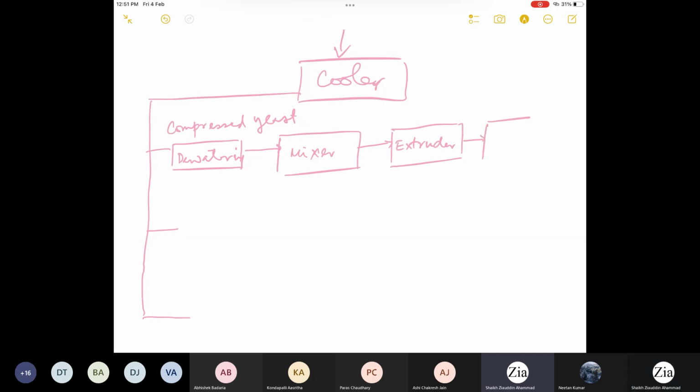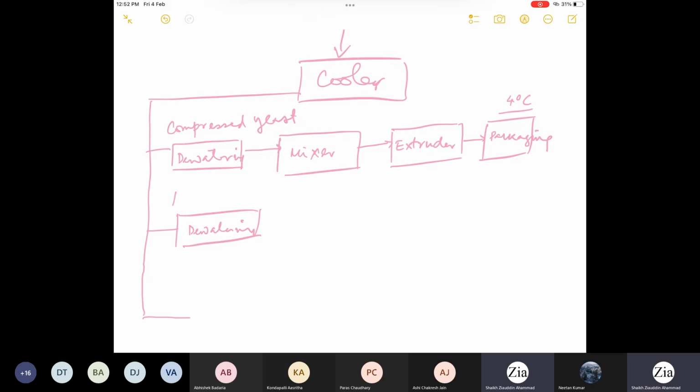and then you go for packing them. And this one you have to keep at 4 degrees centigrade, in a refrigerated storage system. Then the same thing, you will have dewatering, because dewatering is again done through a centrifuge or filter press.